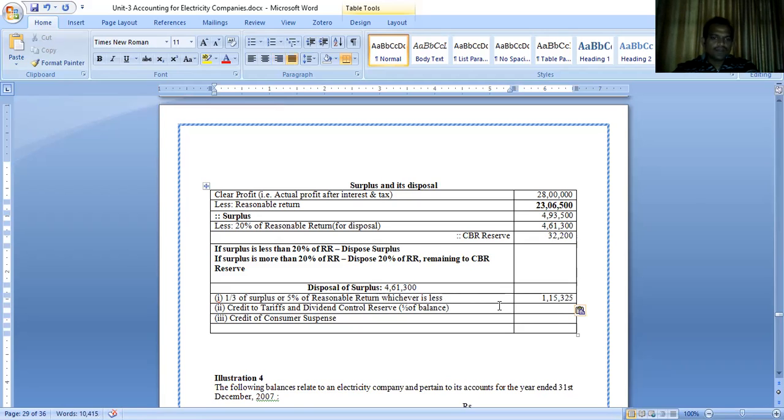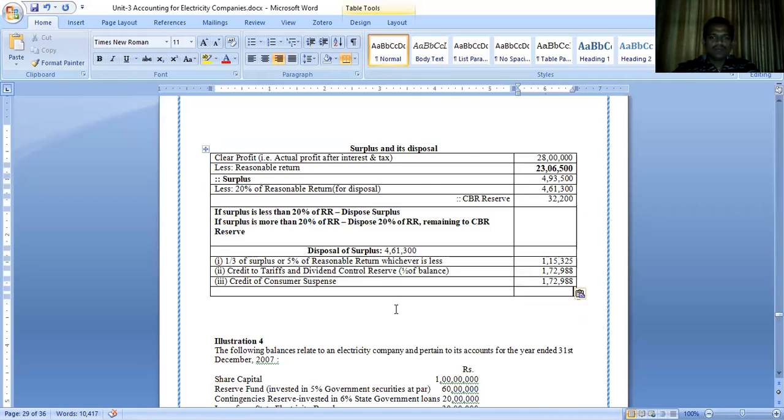1,15,323. So next, half of the balance, whatever the remaining balance, in that balance we have to take half to transfer to the tariff and dividend control reserve, and the remaining half to customers benefit account. So this is how we have to dispose of the profit.